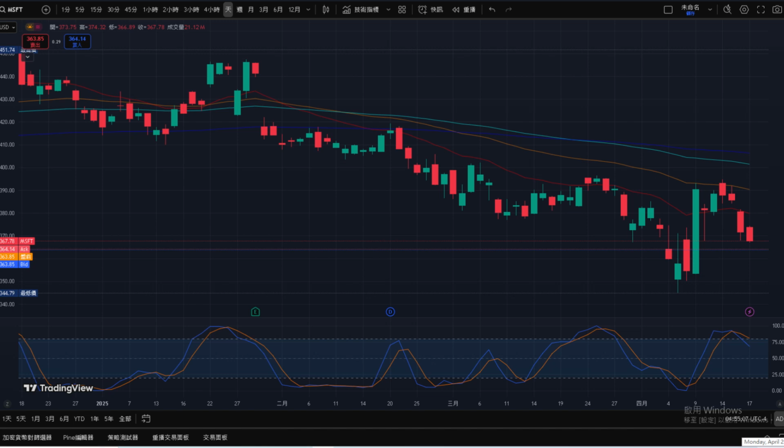But don't panic, this could also set up a great long-term buy opportunity if the fundamentals remain strong and market sentiment shifts. So, what do you think? Is Microsoft gearing up for a comeback or heading deeper into correction?